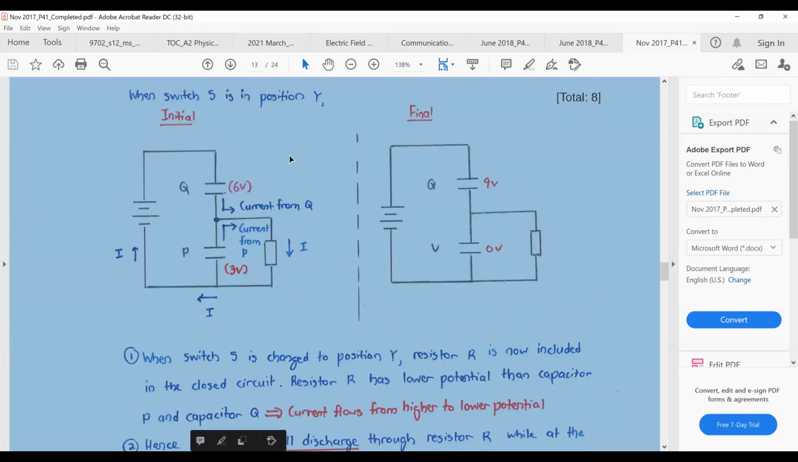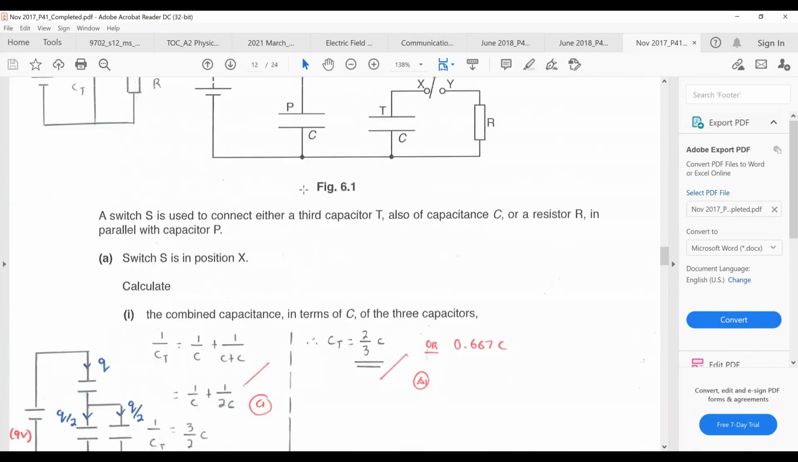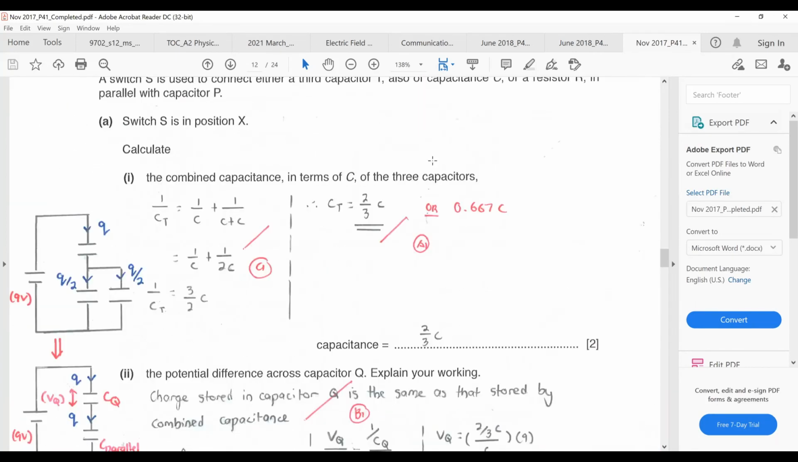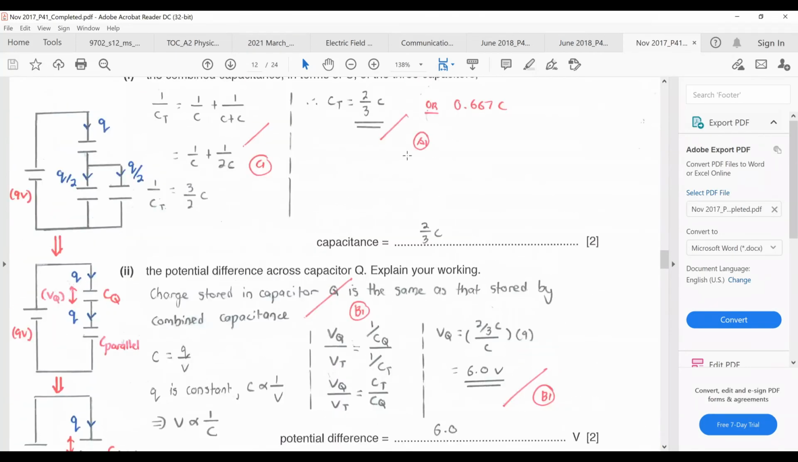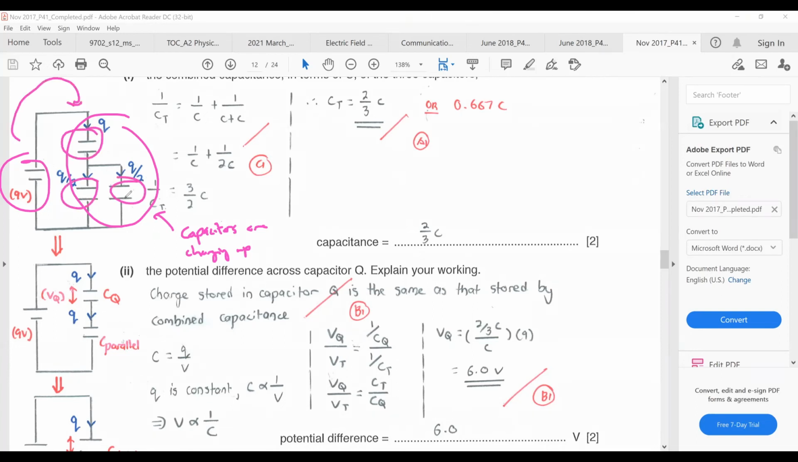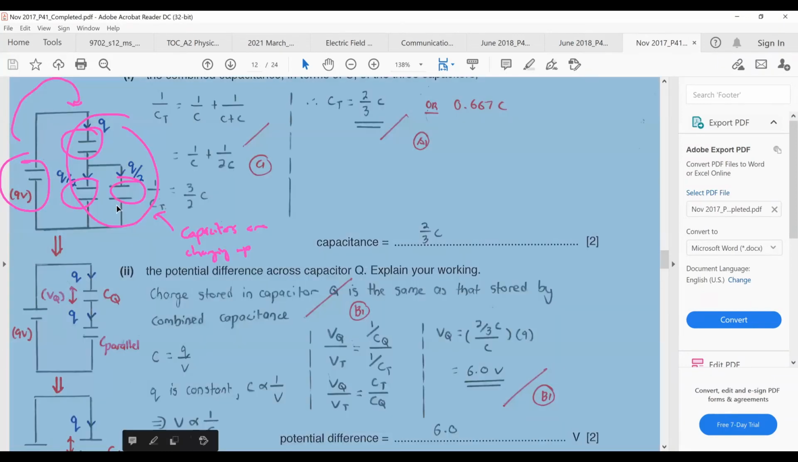Now, when you were at switch position X, the one thing that you should realize is that your capacitors are charging up. They are connected to your voltage supply. So your voltage supply will continuously push charge to charge up your capacitors here. Okay, this one when it was at switch position X.